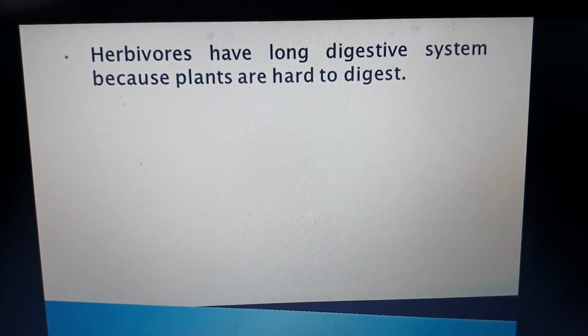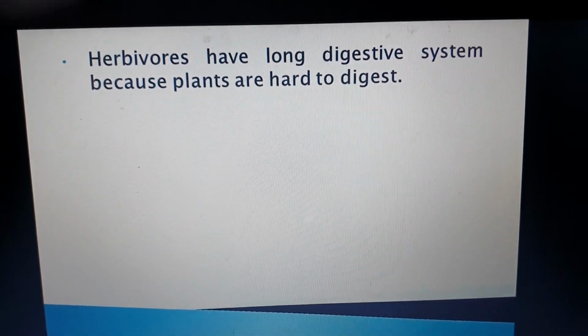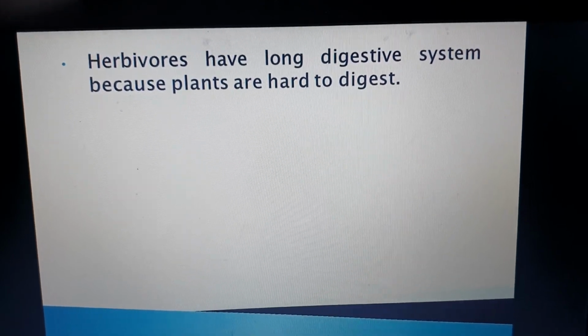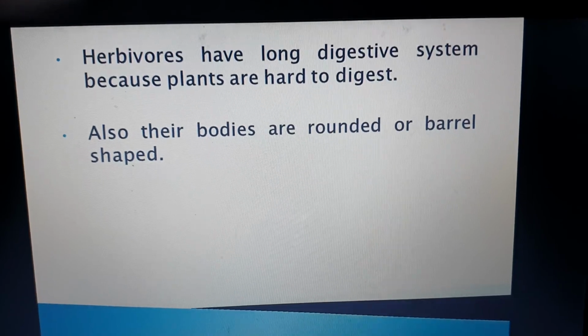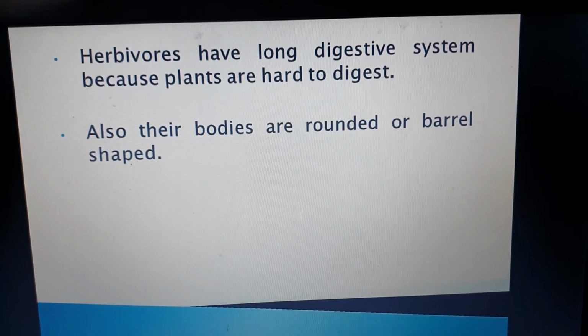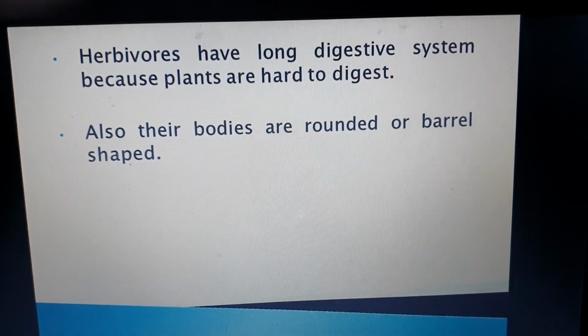And all these herbivores who are eating the plants have a long digestive system, because plants are very hard to digest. And their bodies are rounded or barrel shaped. Barrel shaped also means oval or rounded.